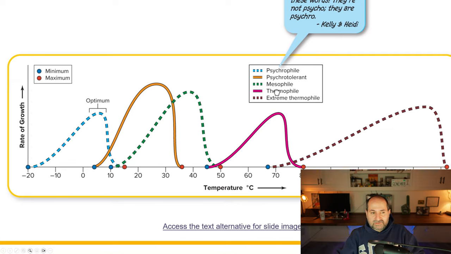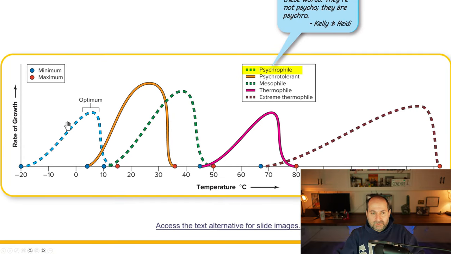Psychrophiles. Psychrophiles prefer cold conditions for growth. They grow optimally at around 4 degrees C, the same temperature as your refrigerator. Isn't that interesting? So you would find these in colder habitats on the planet.